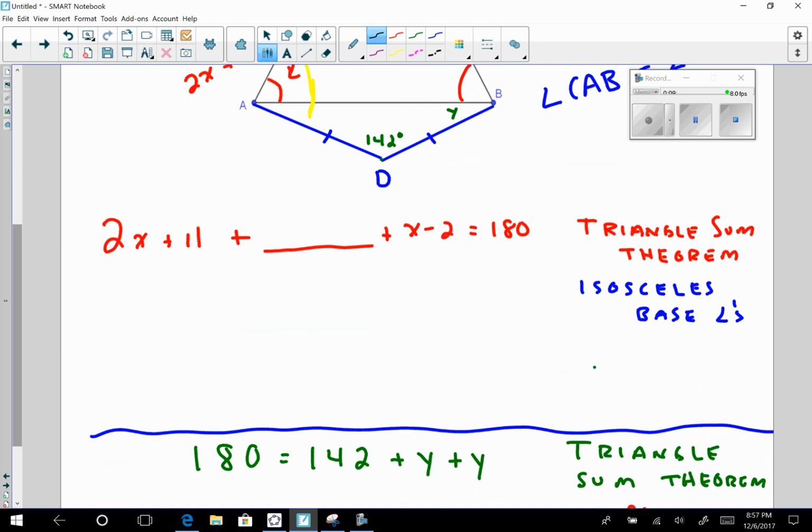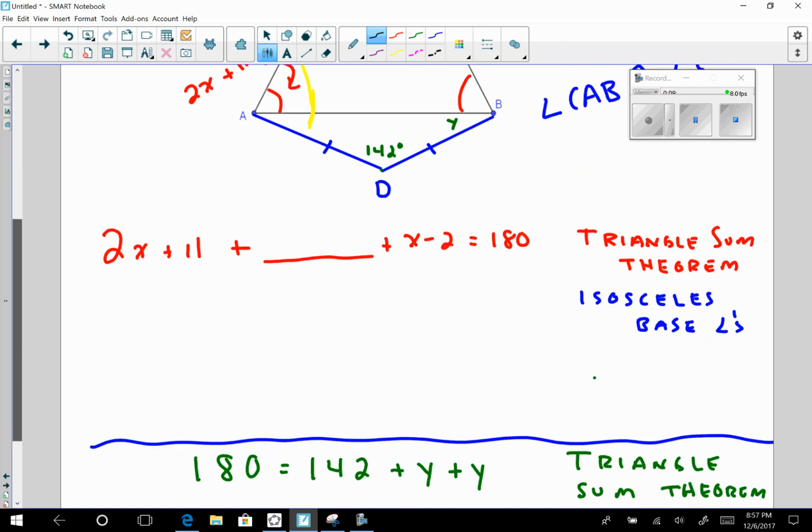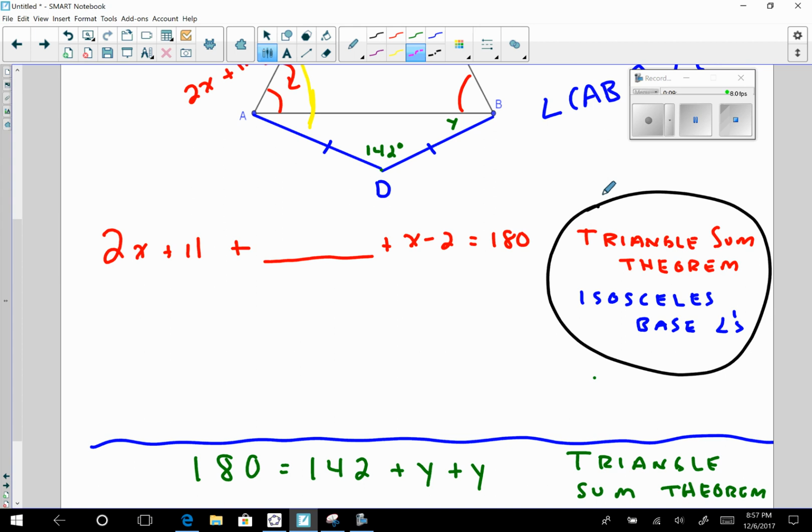I'm going to let you fill in the blank. 2x plus 11 plus what plus x minus 2 is equal to 180. I have given you the geometric reason why I can write that statement, because of the triangle sum theorem, because isosceles base angles are congruent. I will let you fill in the blank, do some algebra, and tell me what x is.